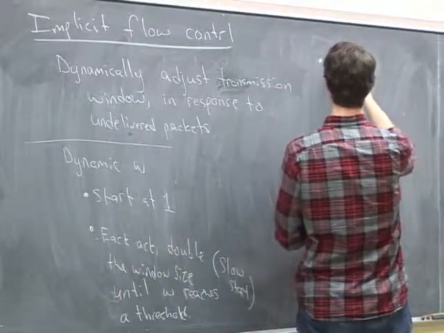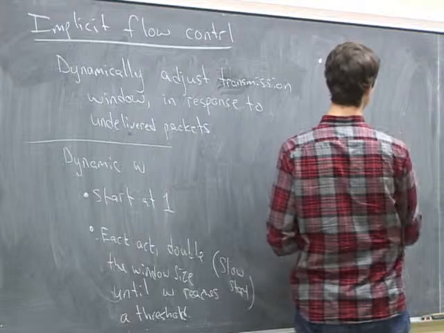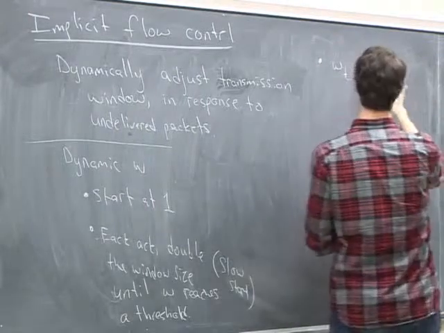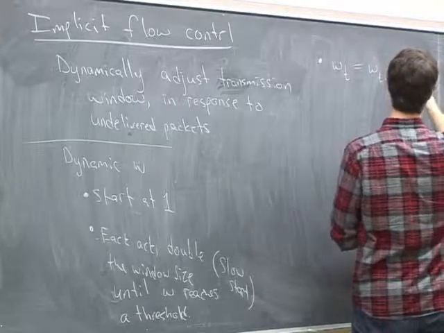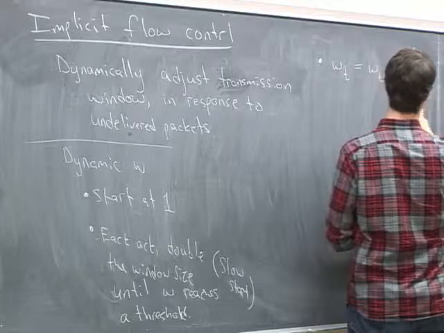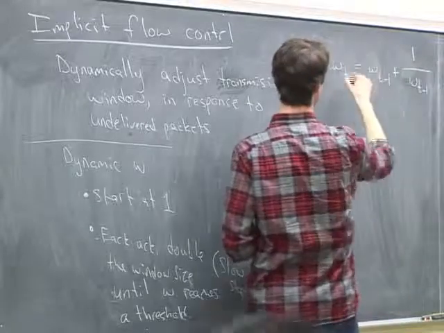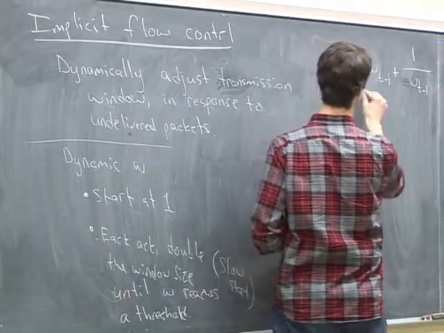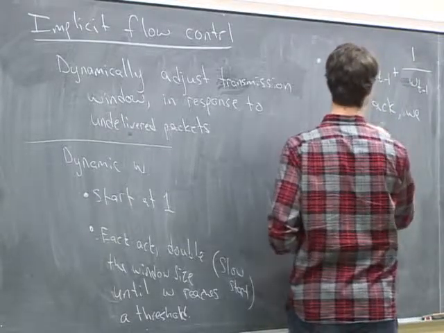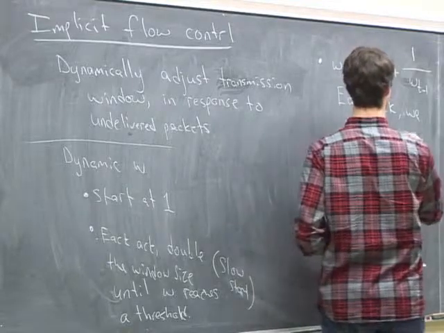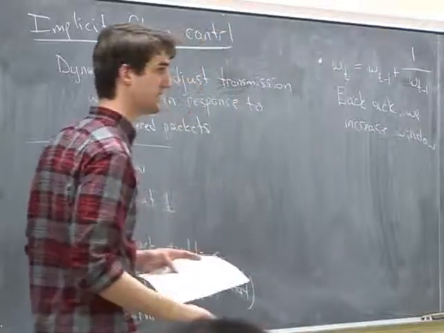Once we reach that threshold, we increase the window so that the window at time t is equal to the window at t minus 1 plus 1 divided by the window at t minus 1. All right, so each acknowledgement, we increase our window by this much. So we increase our window additively like that, all right?